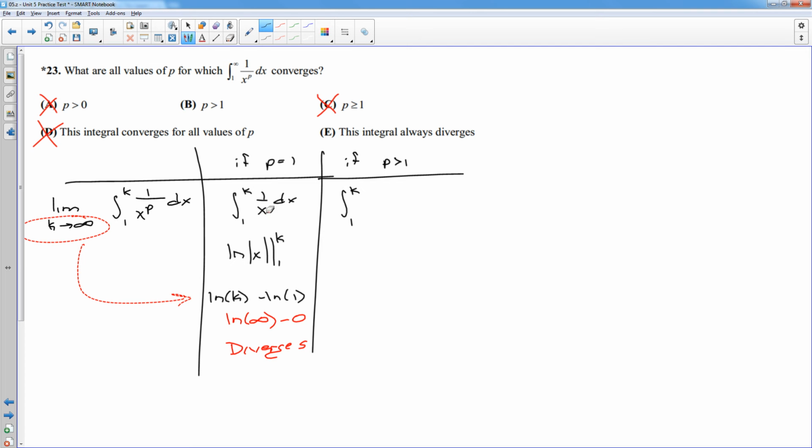If p is anything but 1, I'm going to have some funky exponent down here. I'm going to pull this up to the top and make it x to the negative p, and I'll integrate it that way. The only time I'll leave it in the denominator is if it's a natural log, and I've already worked that solution. So this antiderivative would be x to the negative p plus 1 divided by negative p plus 1. Not a real fan of the way that's written. I'm just going to change that to x to the 1 minus p over 1 minus p.